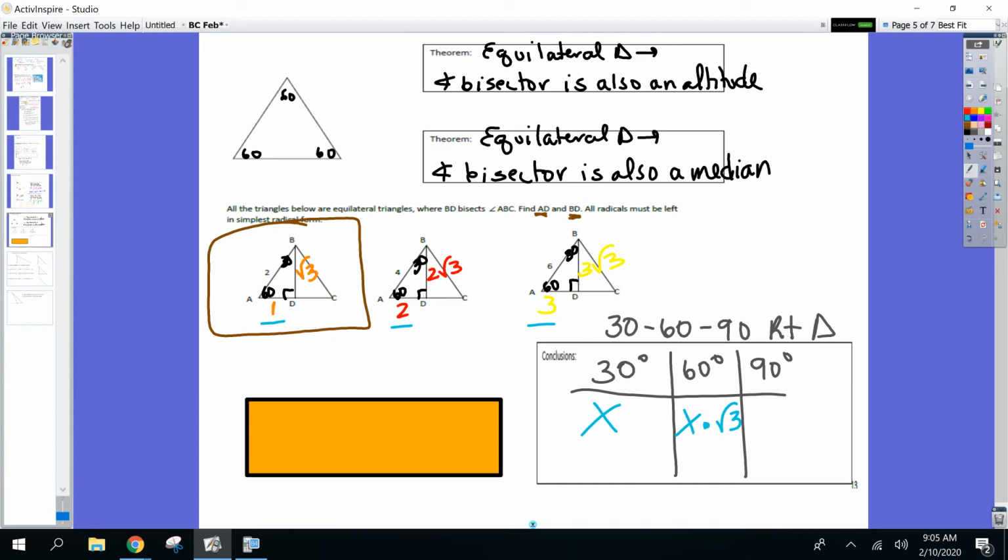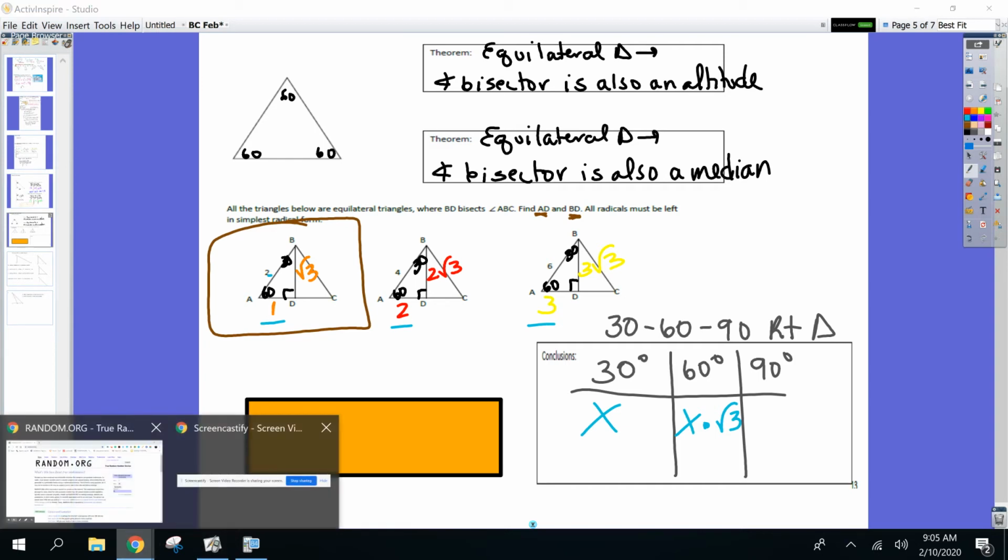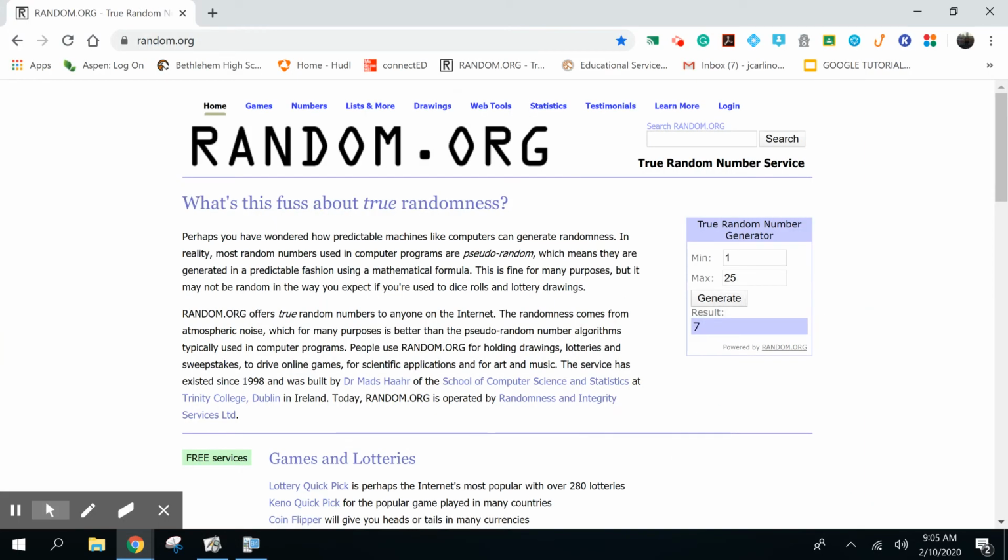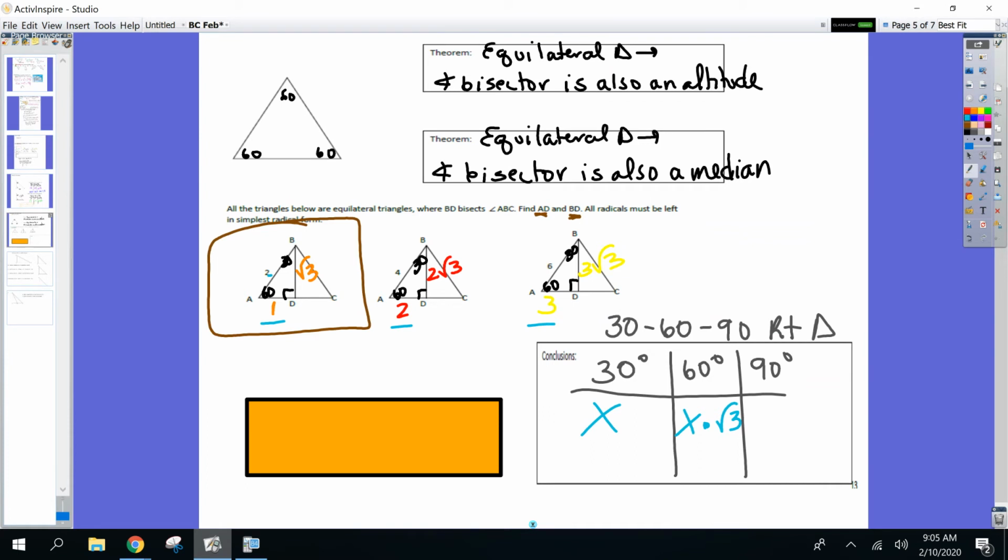Okay, a little bit tougher question now. What am I doing to these sides now to get to the sides across from 90? So 1, 2, 3, 2, 4, 6. What am I doing to that side to get to the side across from 90? Doubling it, multiplying it by 2.